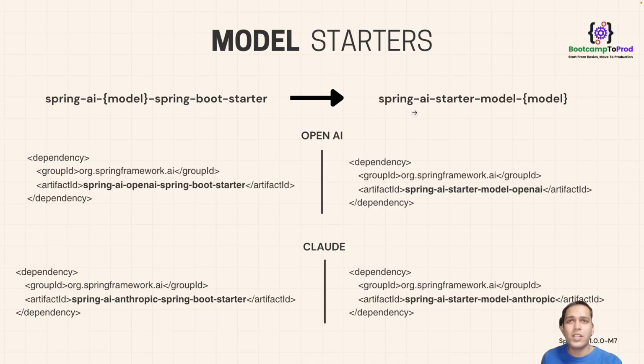Now this has changed to something like this: spring-ai-starter-model-{name of the provider}. For example, for OpenAI, it will look like spring-ai-starter-model-openai. Same is the case with Claude and all the different LLM providers that we have. So we need to make sure that if we are working with milestone 7 version or higher, these are the artifact IDs that we have to make use of.